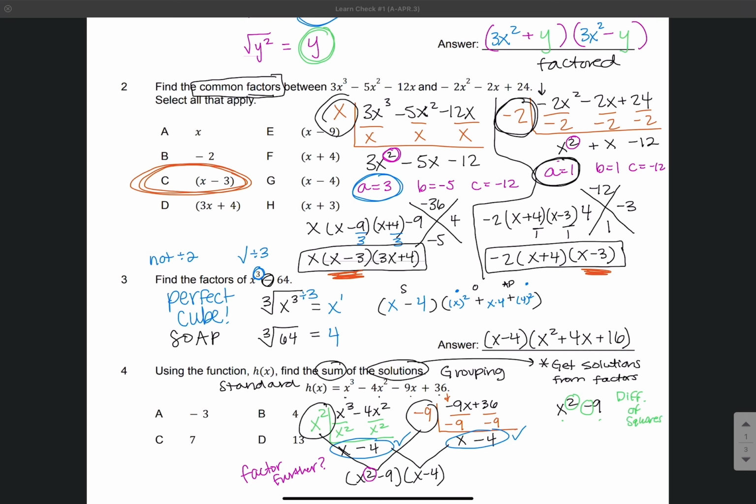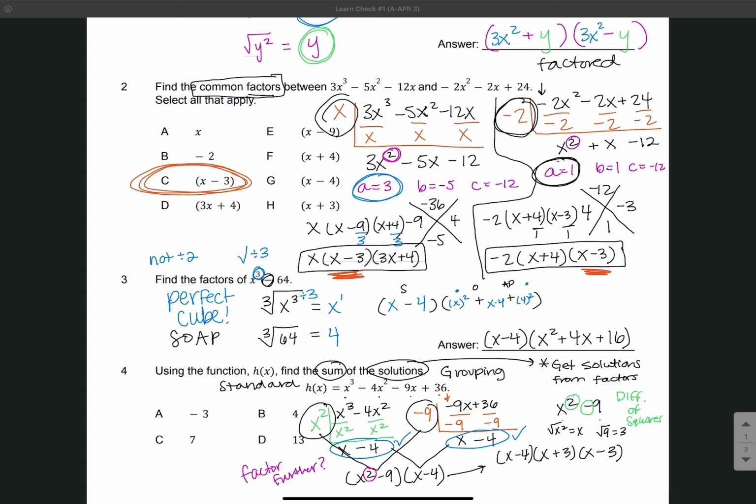So let's check. What's the square root of x squared? It's x. What's the square root of 9? It is 3. So that means we can break down this one factor into 2 factors. We can now have x plus 3 and x minus 3. And then don't forget your original factor was an x minus 4. So you now have 1, 2, 3 factors. And now you can get your solutions.